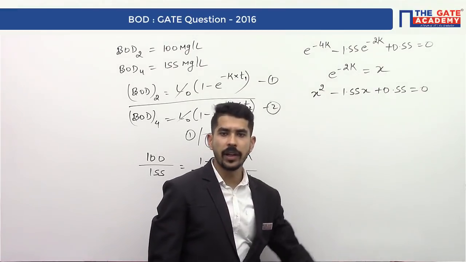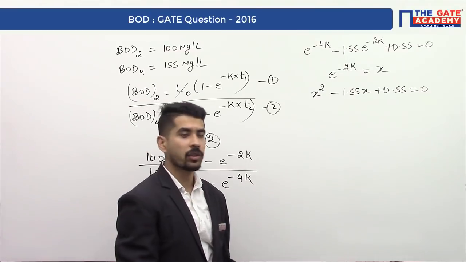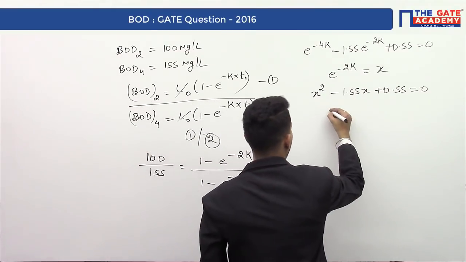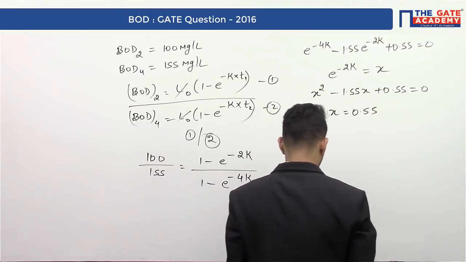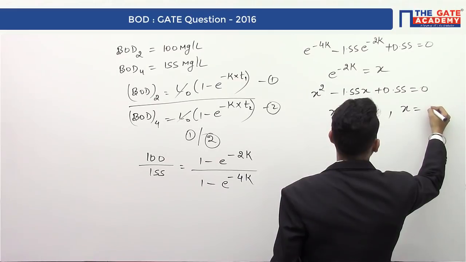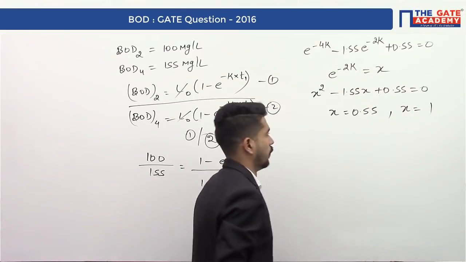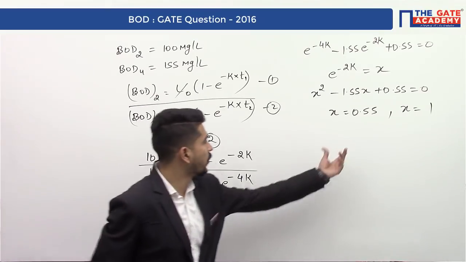When you solve this quadratic equation, you will get two values of x, right? The first value of x will come out to be 0.55, and the next value will come out to be equal to 1. So now which value to take?